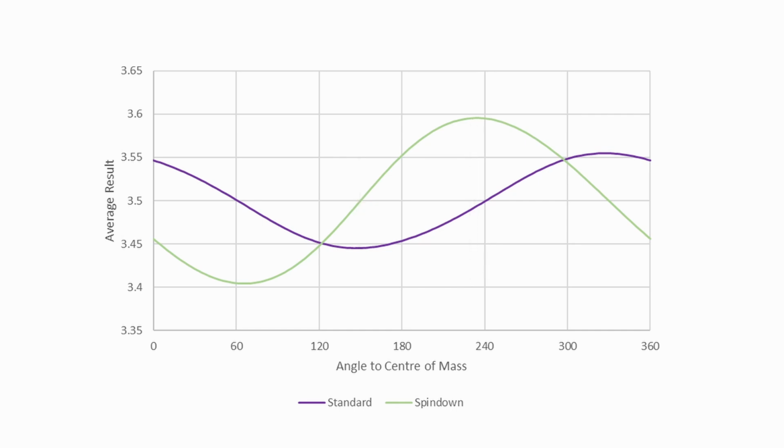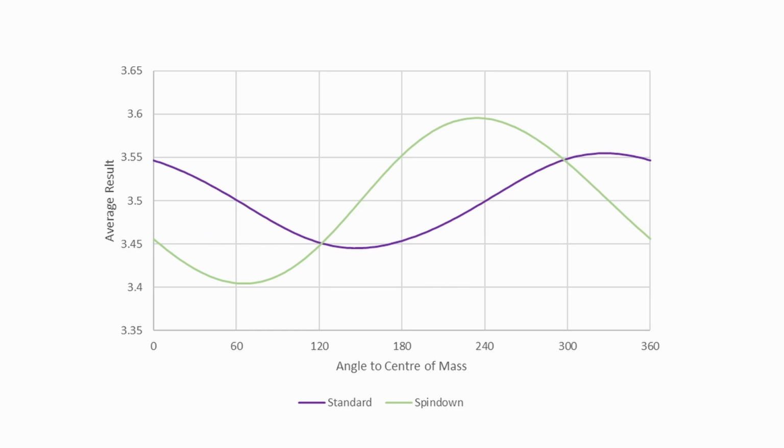But it does depend precisely where the centre of mass is, as if the angle is just right, the average is actually totally unaffected. This is the case at around 60 degrees and 240 degrees for the standard numbering, and around 150 and 330 degrees for the spin-down numbering. These two sets of angles being 90 degrees apart, which is interesting.